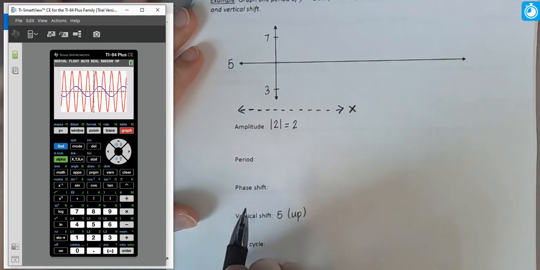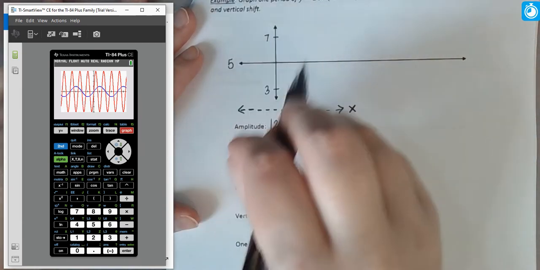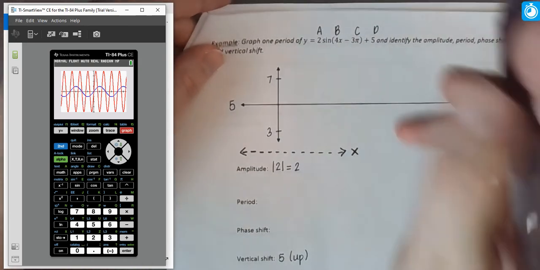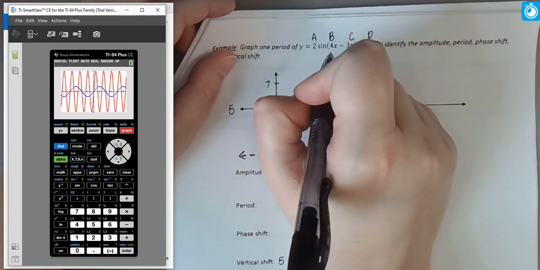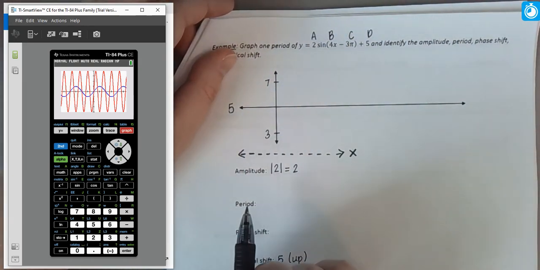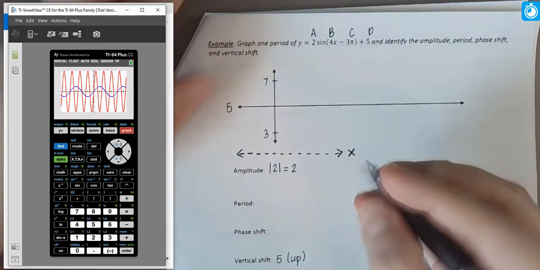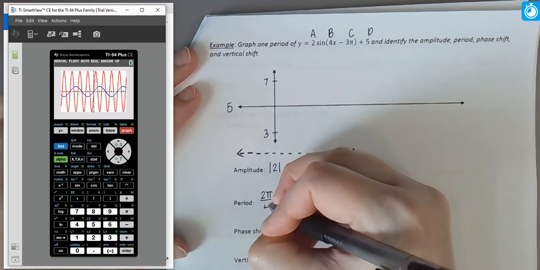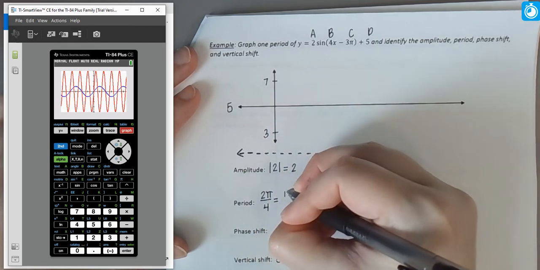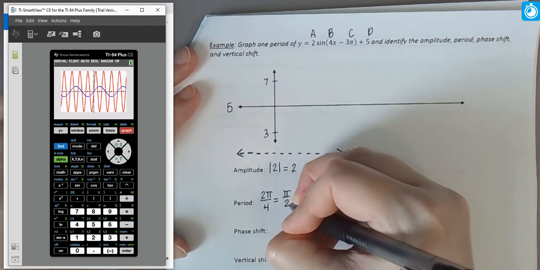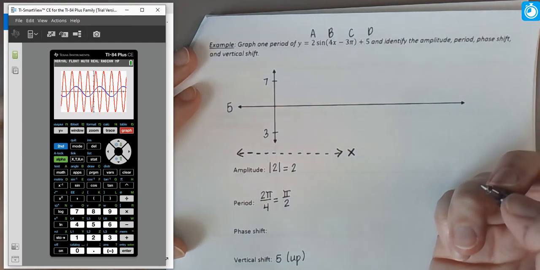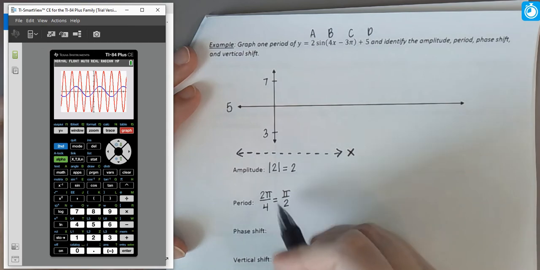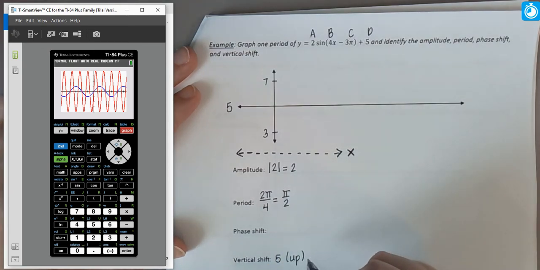Now our period and our phase shift. Once we have all this labeled, we're good with that. Period and phase shift, we need to go back to that. So our value for b is going to be 4. That's going to affect our period. So the standard period for sine is going to be 2 pi, and we're dividing it by b, dividing it by 4, which is going to give us a new period of pi over 2. So that means from start to finish across the whole cycle, we go pi over 2 units.